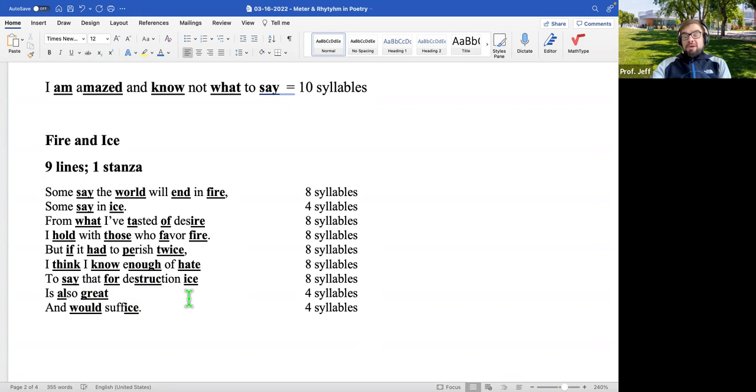It's pure iambic, right? This is pure iambic rhythm. It's unstressed, stressed all the way down, even though he breaks it up into different lines, even though he has a different number of syllables in each line.